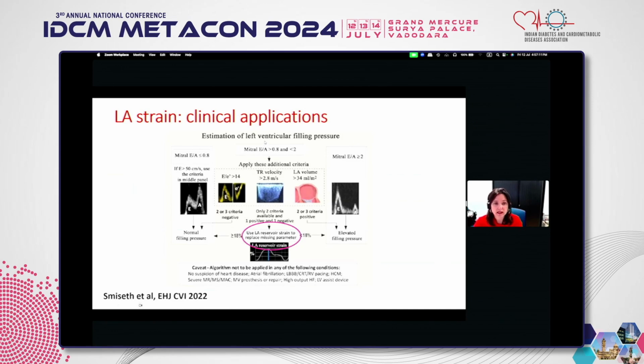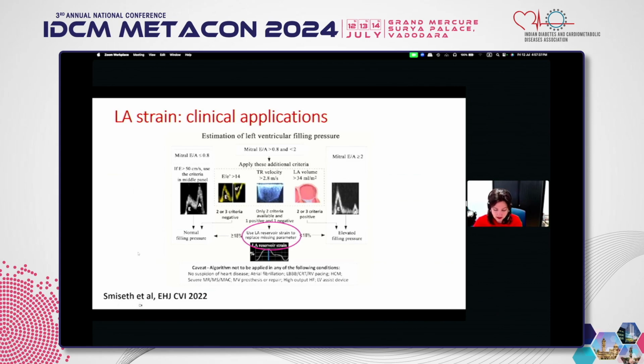So if you follow the algorithm, just start with the classical measurements, the E/A ratio, then use the E/e', the TR velocity, and LA volume. But in a lot of them, unfortunately, as is our experience in practice, you will get into an indeterminate classification. And here is where LA strain can help you and tell you if it's elevated filling pressure or not.